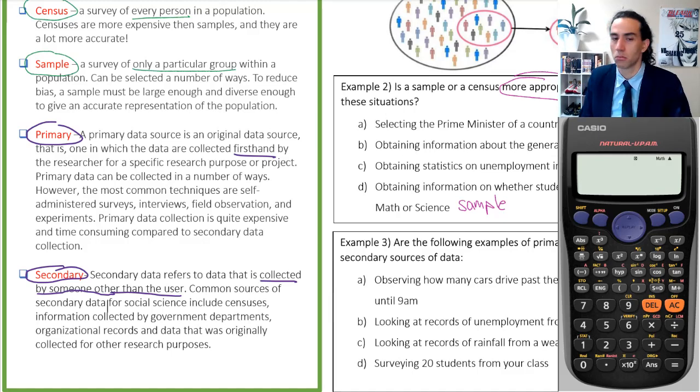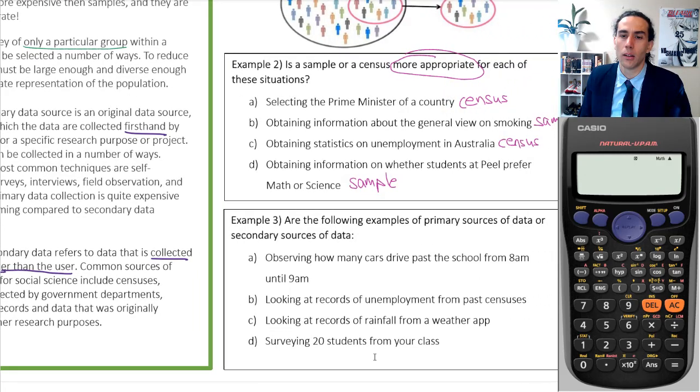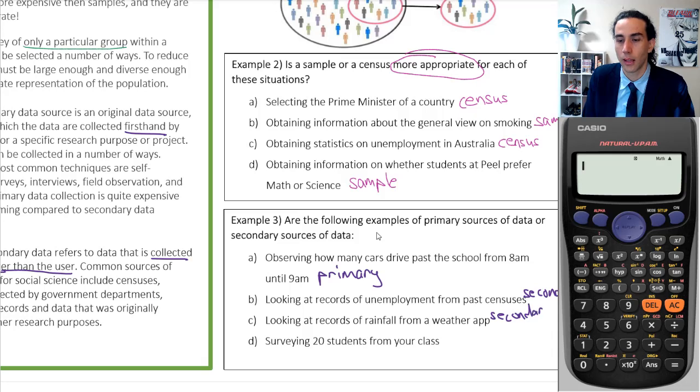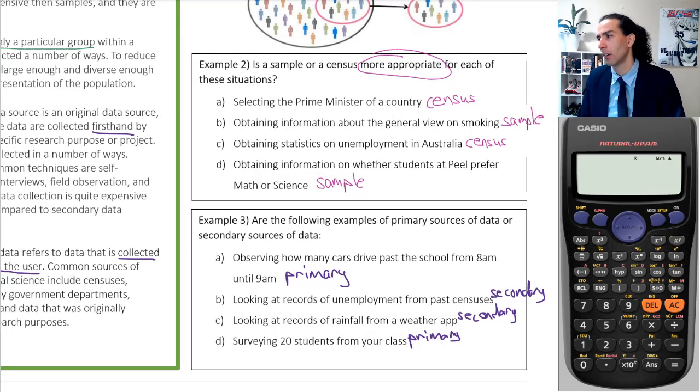That's it. So if you got it yourself, primary. If not, secondary. Scrolling. Oh, I have to point that way. Are the following examples of primary sources? Primary or secondary? If you observed how many cars, that's you did it yourself. Looking at records, that's secondary. You didn't get that data yourself. Records of rainfall, didn't get it yourself. Surveying 20 students, did it yourself. Yeah, the full word there. I gotta work on this left, right. Right, scrolling down.